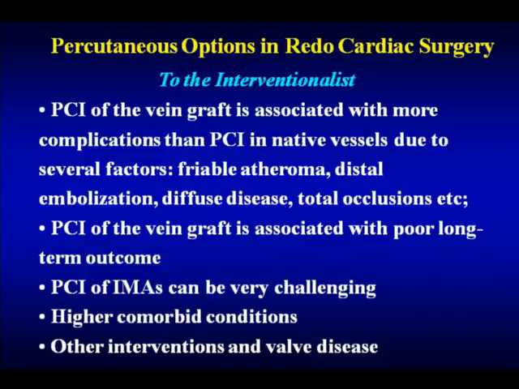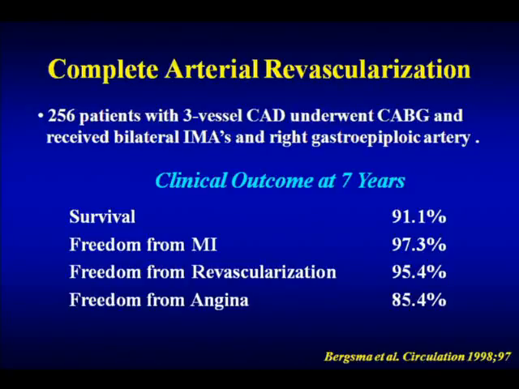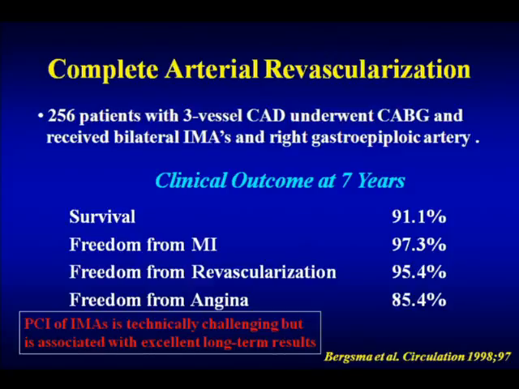Because of the friable atheroma, many studies have shown they don't have a good long-term outcome. And of course, PCI of the LIMA is very challenging because of tortuosities, so many times we try to go into the native vessel. Now, we know the arterial bypass has an excellent long-term outcome, but clearly not all the time do patients have arterial bypasses. Many studies have shown that arterial revascularization of three vessels has an event-free survival at 10 years of over 92%. Therefore, the issue always remains that, if possible, patients should go for arterial revascularization.